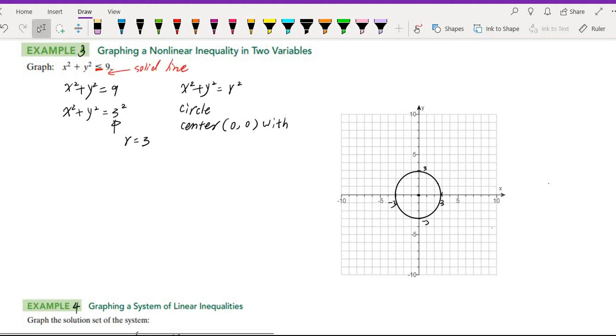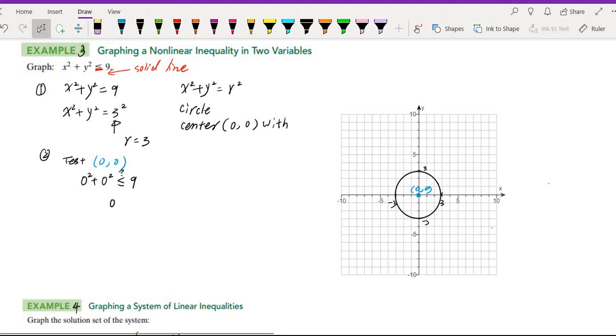So once we have this, step 2, we need a testing point. So which one do you want to test? I'm going to pick again the easiest testing point, 0, 0. So we're going to test 0, 0. That means I have to bring this 0, 0 to the original inequality. That will be 0 squared plus 0 squared, because both x and y are 0. And then we're going to check, is it going to give you less than or equal to 9?